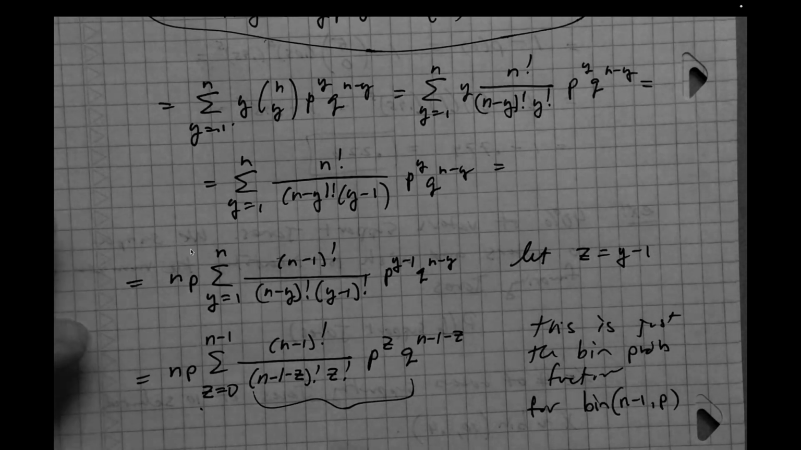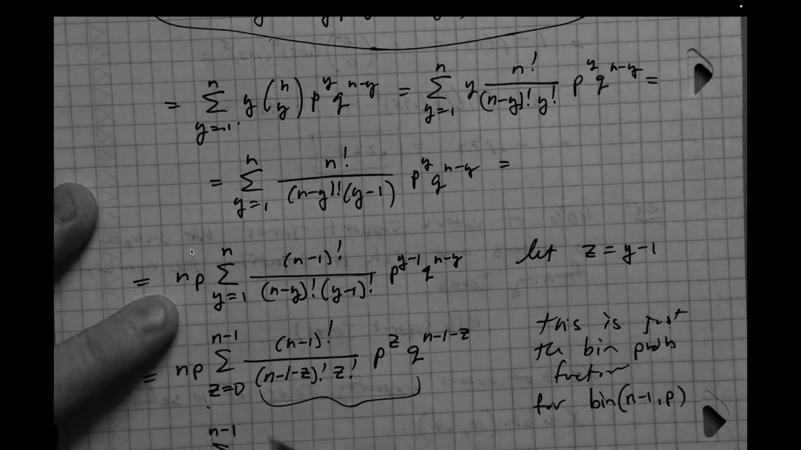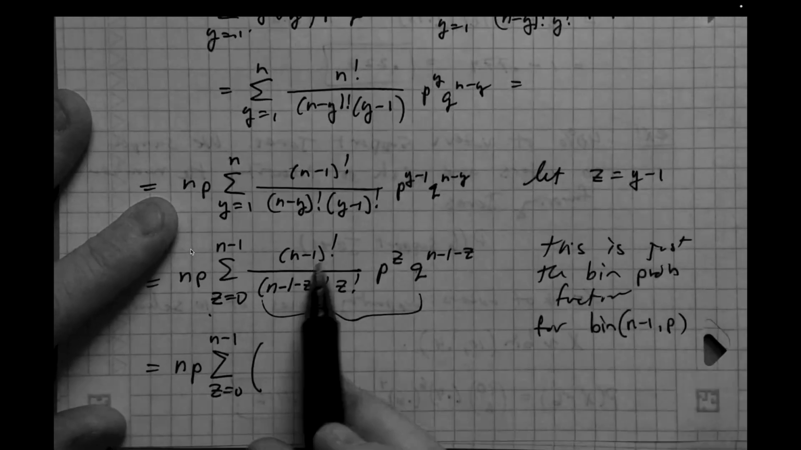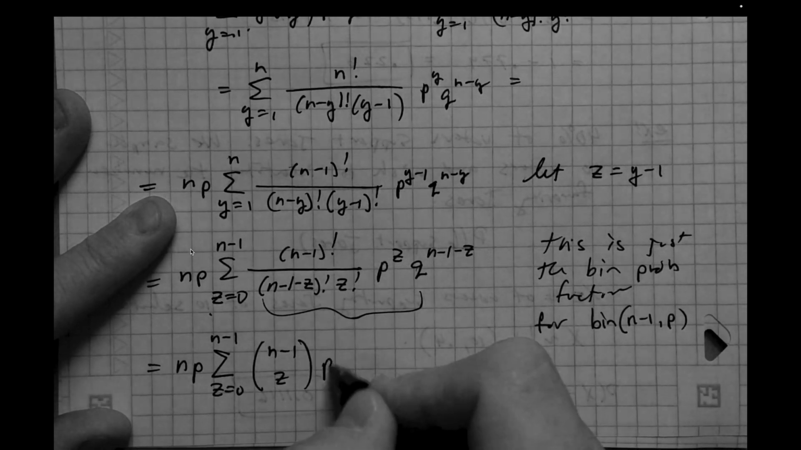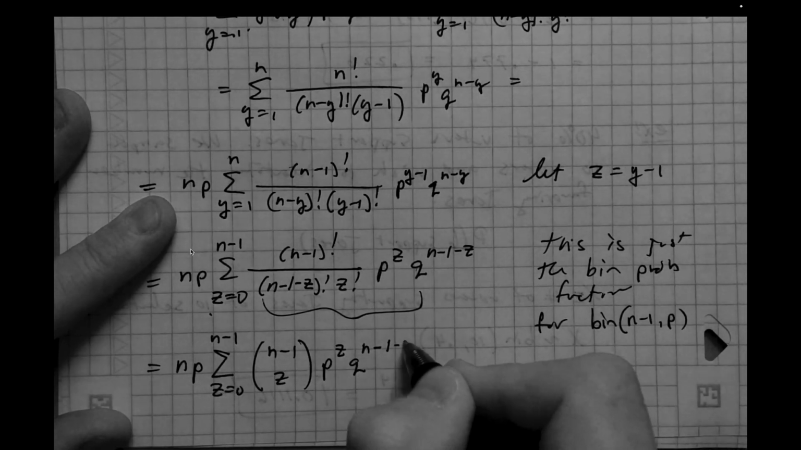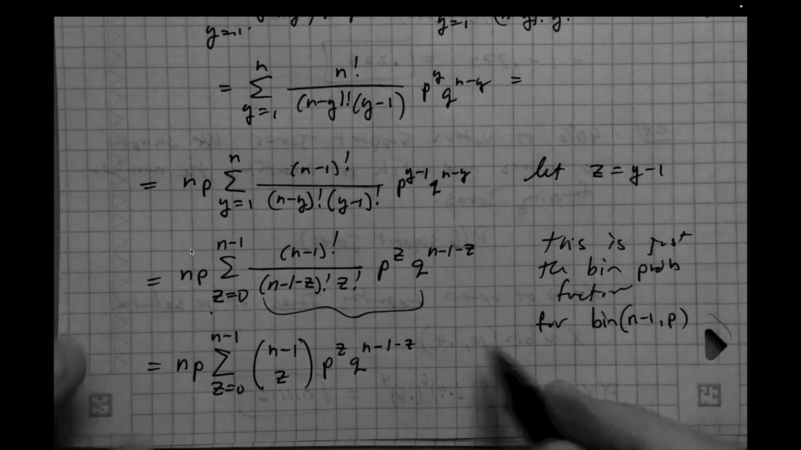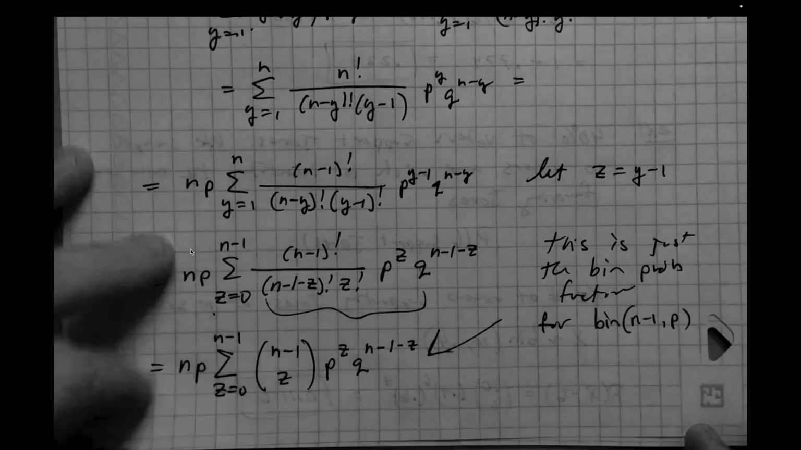So this can be rewritten as n times p times the sum from z equals 0 up to n minus 1, and then this can all be packaged up as n minus 1 choose z, and then p to the z, q to the n minus 1 minus z. That's what this is saying. All right, very good. So this is a busy derivation, but not too bad.